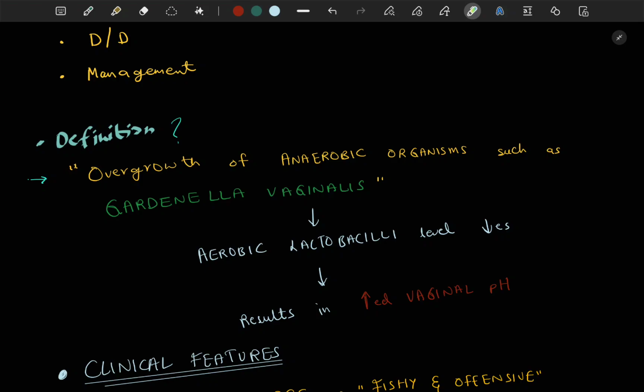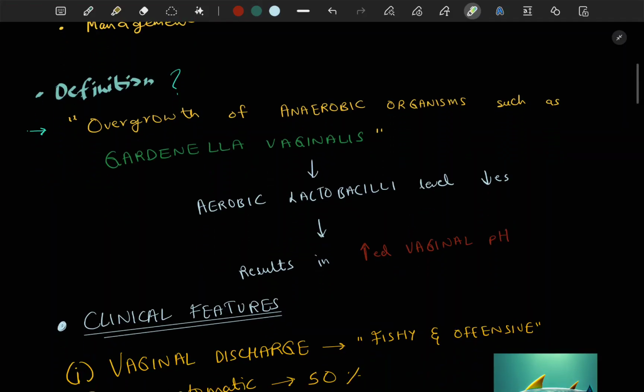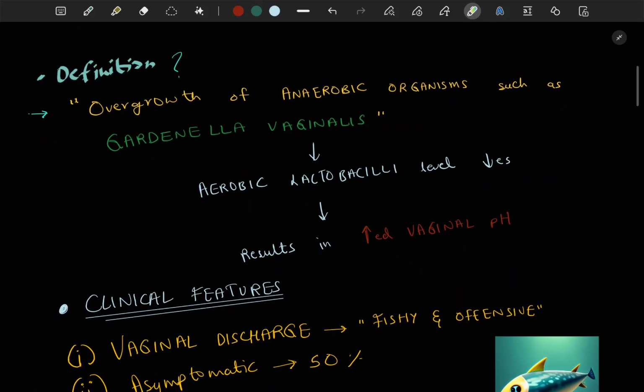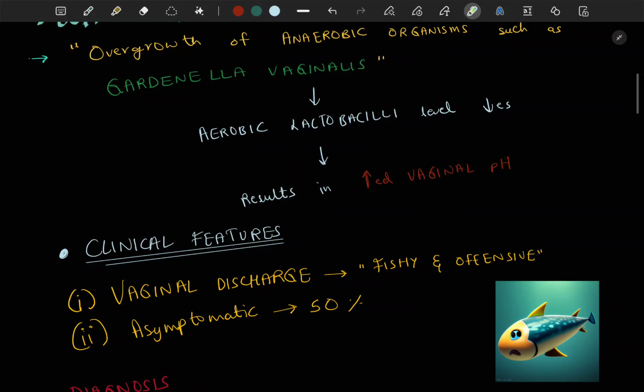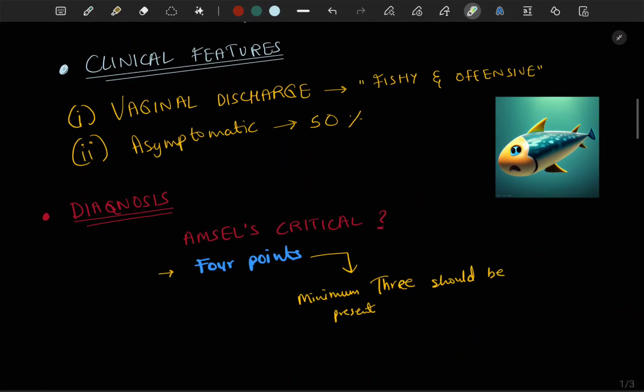Okay, so what's the definition of bacterial vaginosis? It basically means there is an overgrowth of anaerobic organisms in the vagina, like Gardnerella vaginalis. So if anaerobic organisms continue to grow, aerobic organisms will decrease, inversely proportional. Remember that. So basically what it does is it causes an increase in the vaginal pH, so it makes the acidic vagina a more basic environment. Okay, that's it.